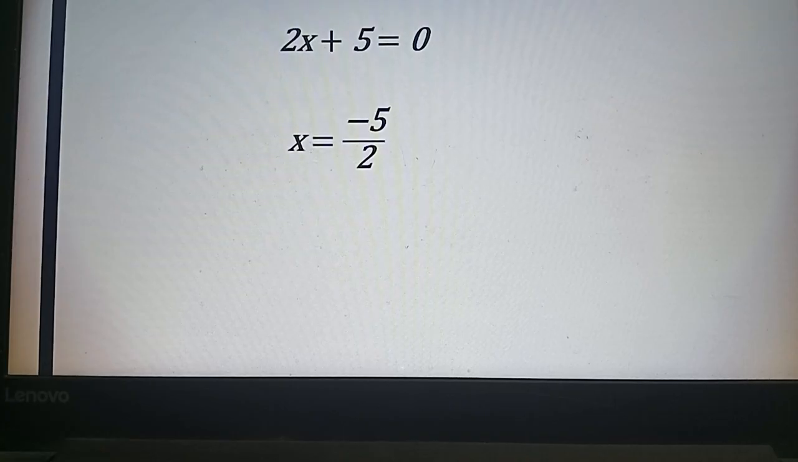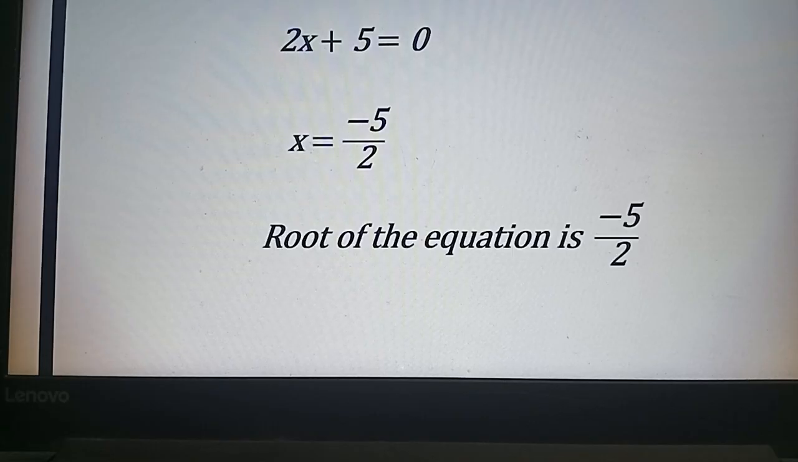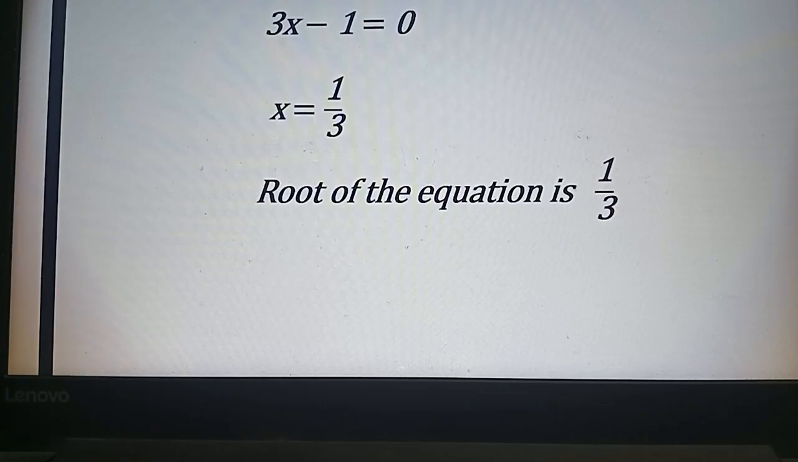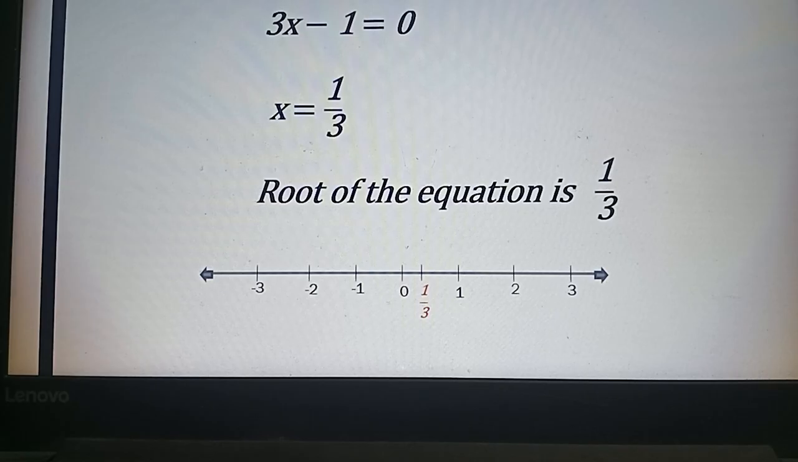As you can see here, you can find the root of the equation by giving x equal to minus 5 upon 2. So, root of the equation is minus 5 upon 2. Another equation we can take is 3x minus 1 equal to 0. Here what do you get? Root of the equation is 1 upon 3. So, these are the equations in one variable. You can show these on the number line. As you can see here, it shows the point 1 upon 3.